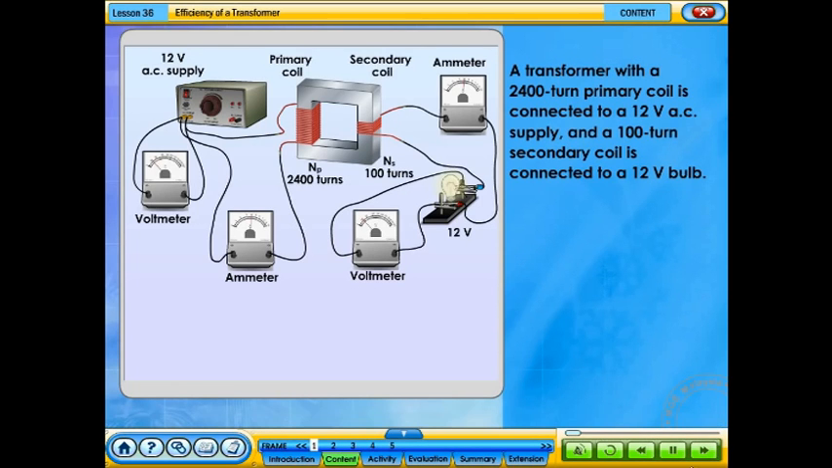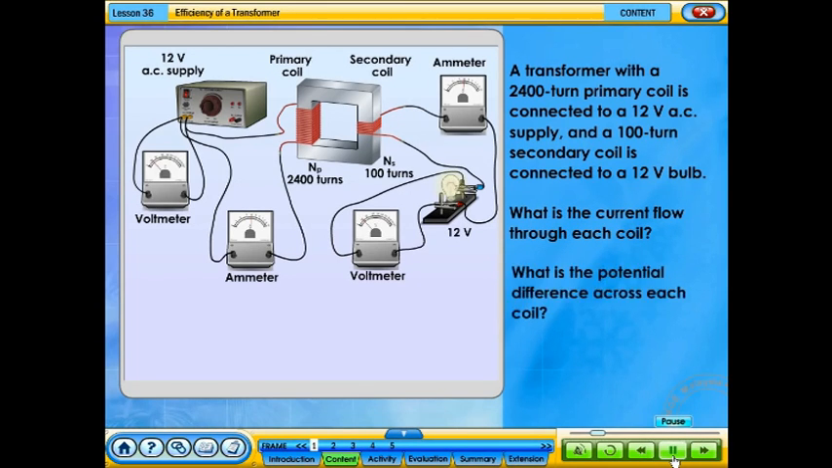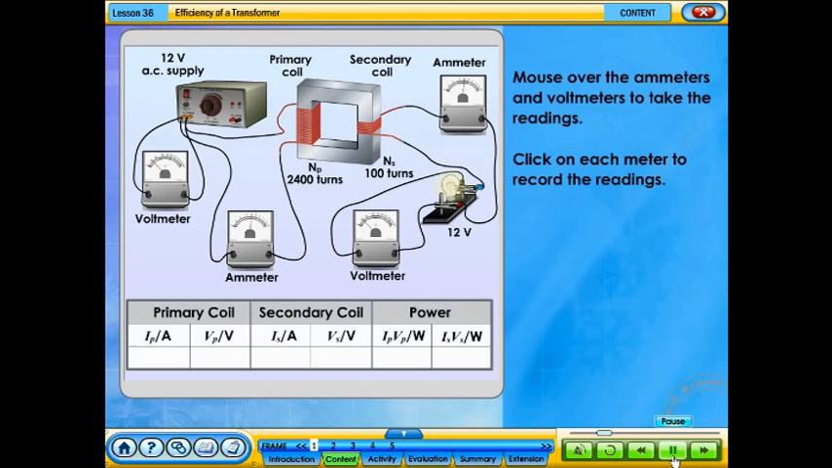A transformer with a 2400-turn primary coil is connected to a 12-volt AC supply, and a 100-turn secondary coil is connected to a 12-volt bulb. What is the current flow through each coil? What is the potential difference across each coil? Mouse over the ammeters and voltmeters to take the readings. Click on each meter to record the readings.